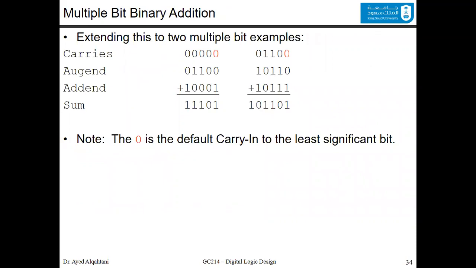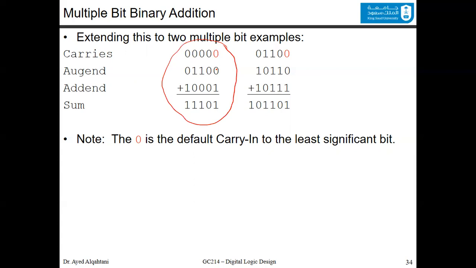So let's see it with multiple bits. This is my multiple bit binary addition. So if we want to add those numbers together, how to add it? This is the addend, this is the augend, and this is the carries. In this first example here, we will say the carry in at the beginning is 0. There is nothing that just came to us. So we will assume it's 0.